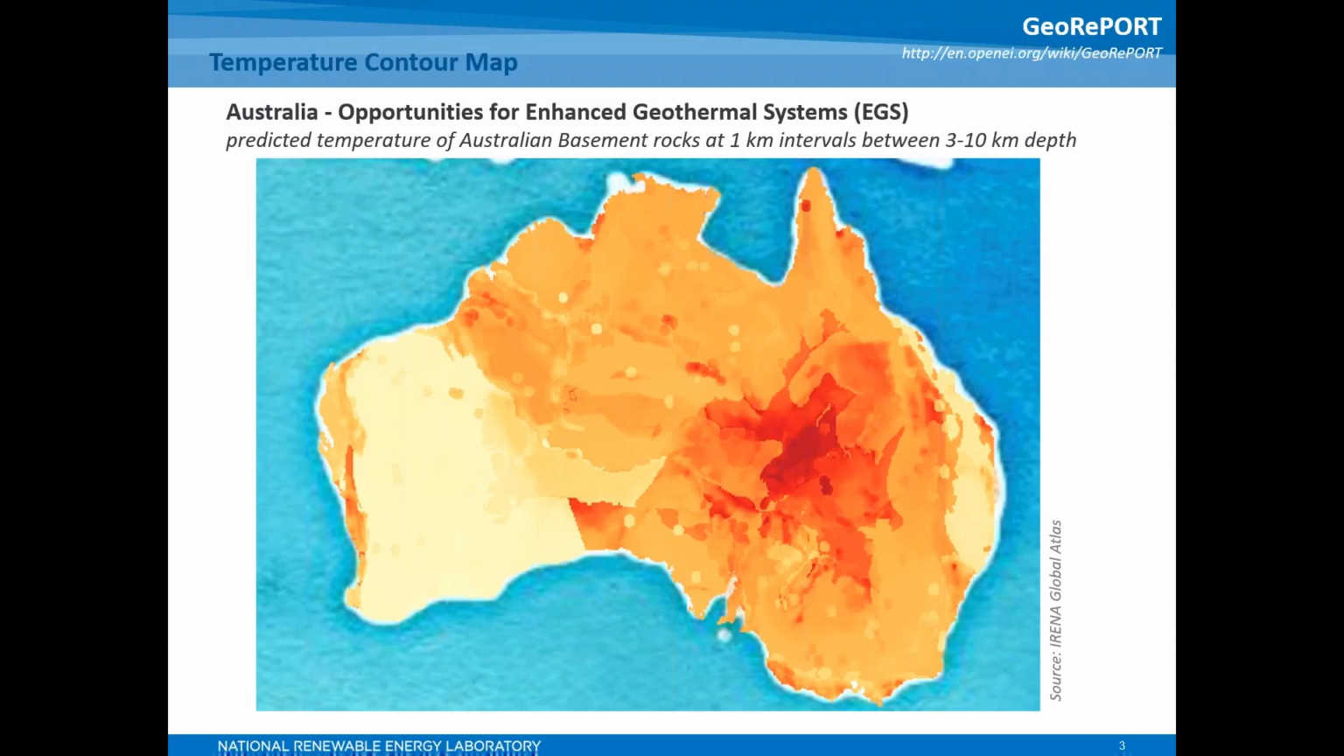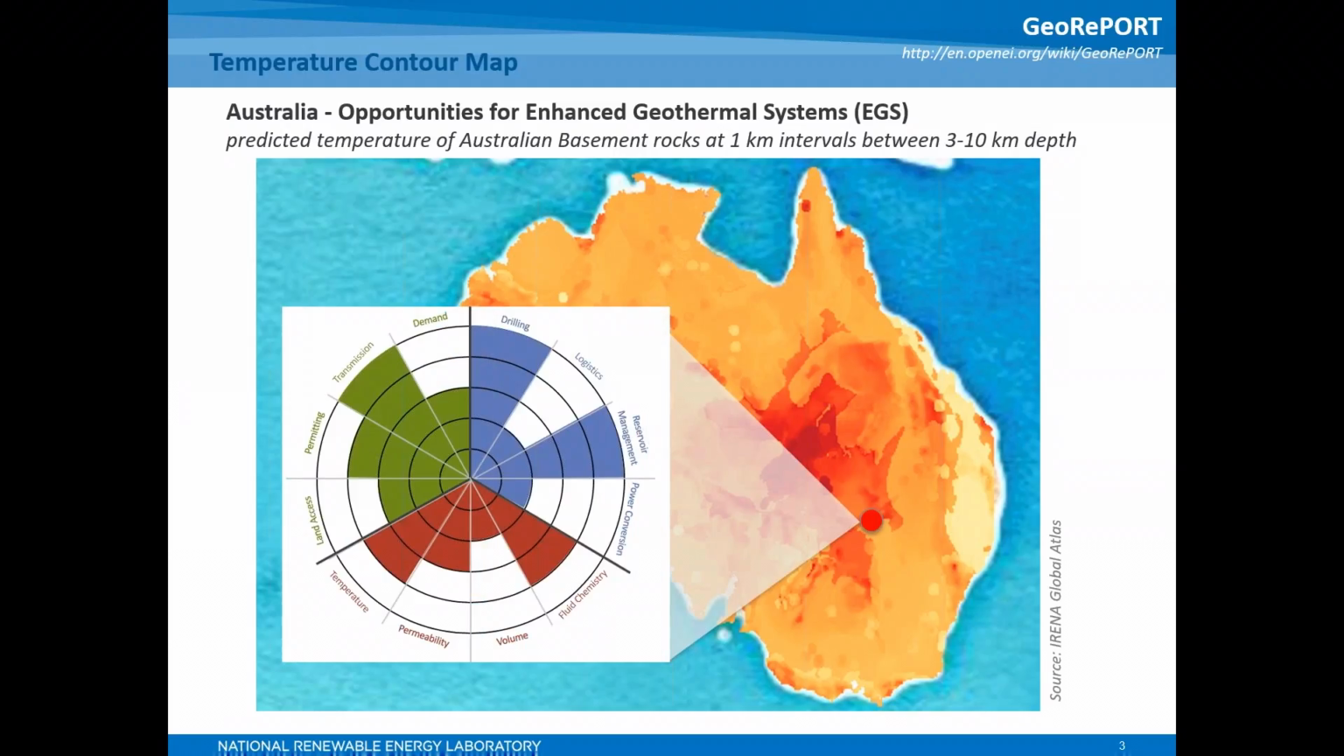What if, instead of looking at one grade, temperature, we instead look at several? For a single point on the map, say here in New South Wales, we could actually look at several grades: other geological parameters like permeability and reservoir volume, or how about the ability to permit the project and to actually transmit and sell the power, which are vital to the business model. This is the basic concept behind GeoRePORT.